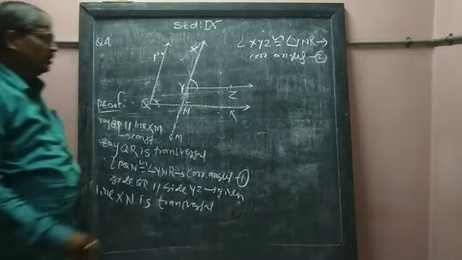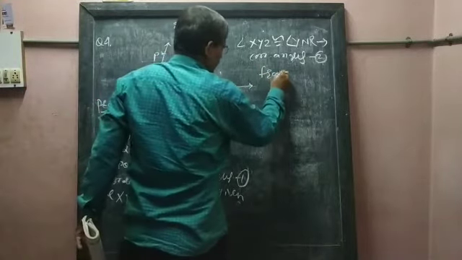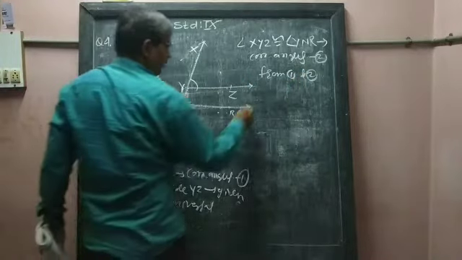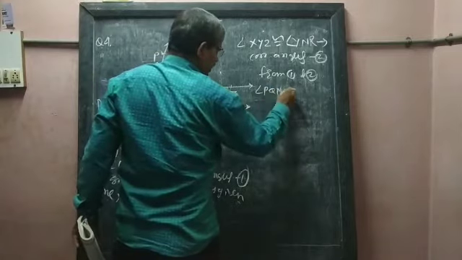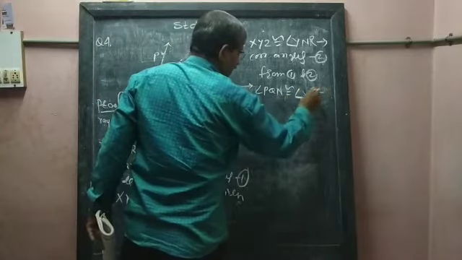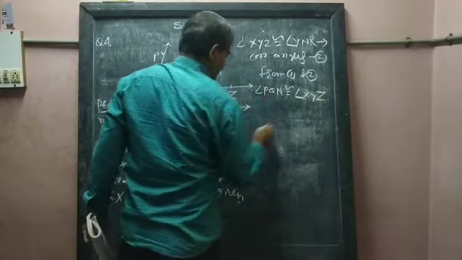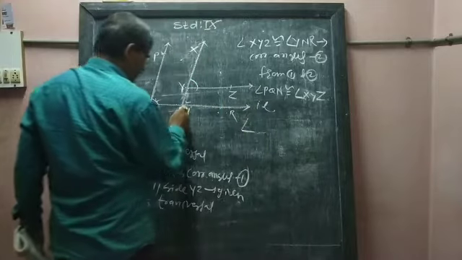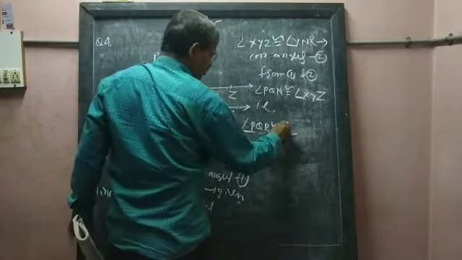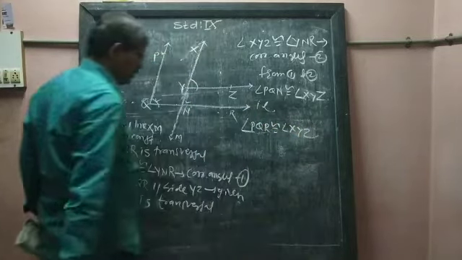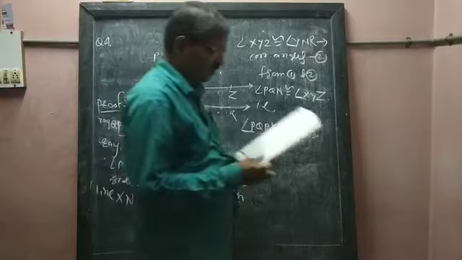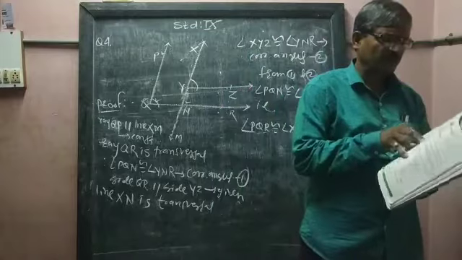From 1 and 2, what will you get? Angle PQN is congruent to angle XYZ. That is, instead of N, we should write R. So angle PQR is congruent to angle XYZ. Thus, it is proved. Now, there is one question remaining. We will enter into the last question.